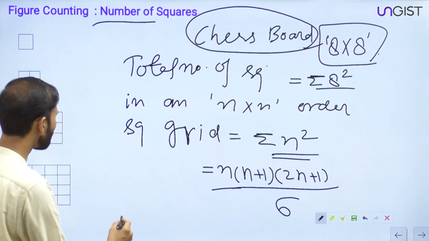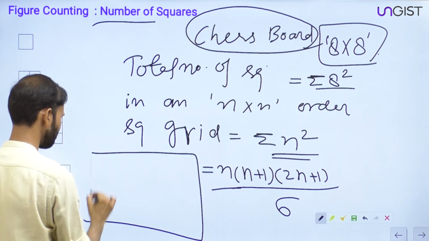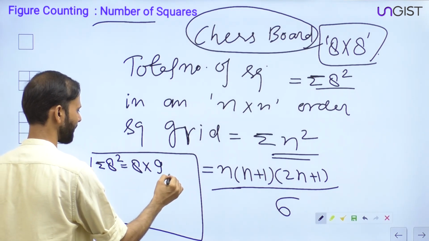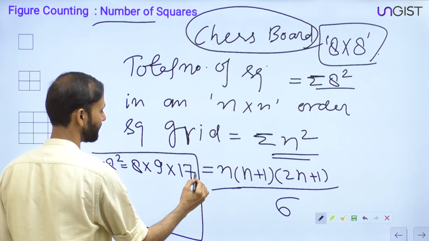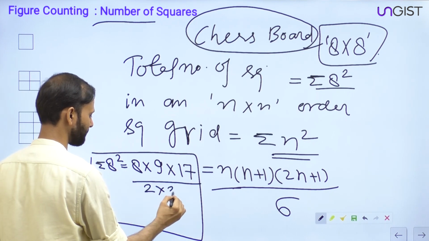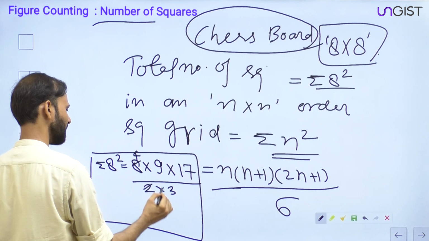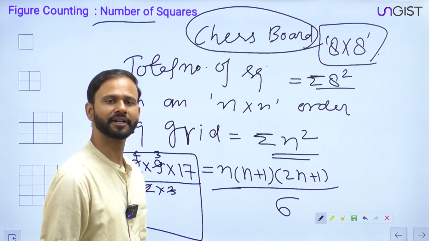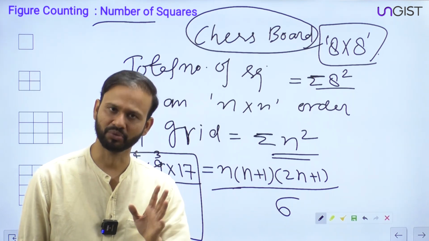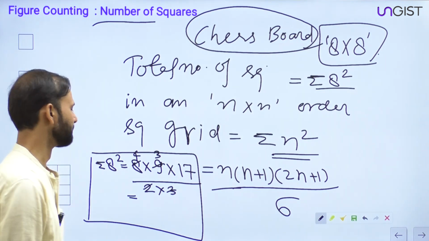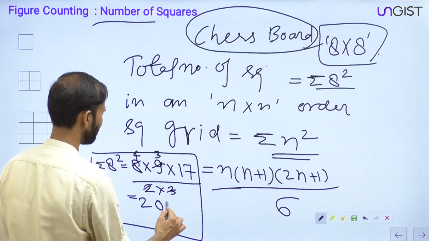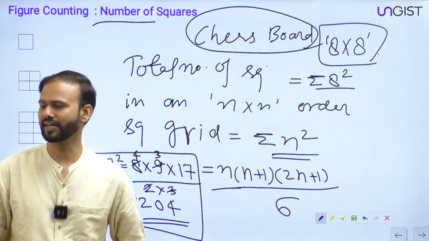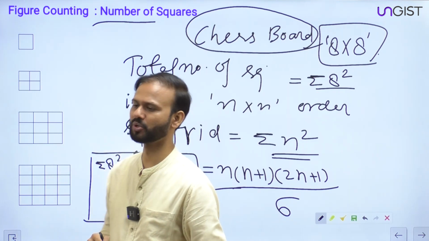Let me calculate sigma of 8 square for you. It will be 8 into 9, n plus 1, 2n plus 1, divided by 6. 6 I am writing as 2 into 3, so this is 4 and this is 3. 4 into 3 is 12. 12 into 17: 17 into 6 is 102, and double of 102 is 204. So in a chessboard we have a total of 204 squares.